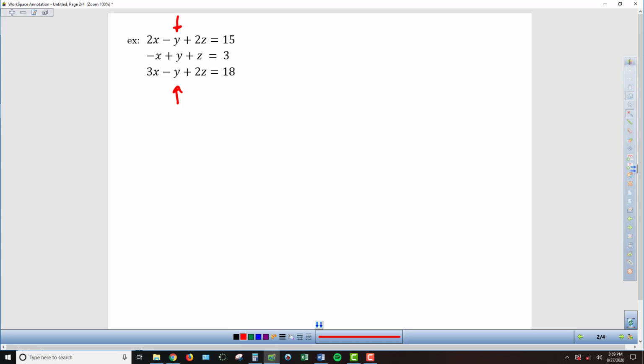So I'm going to add together, and I'm going to move over here, equations 1 and 2, the first two equations here. So I'm just going to recopy them. So I've got 2x minus y plus 2z equals 15. And then I've got negative x plus y plus z equals 3.